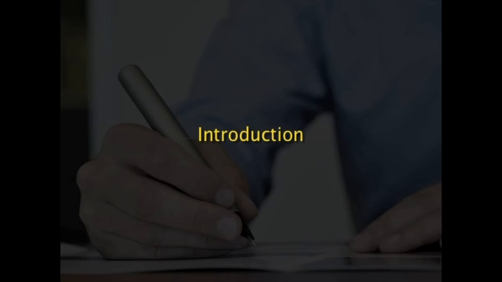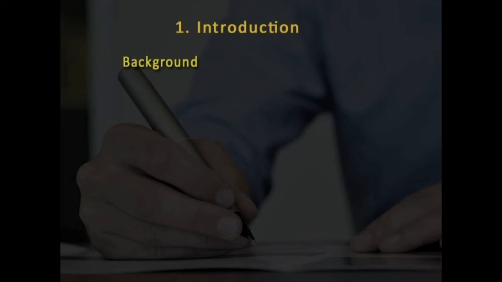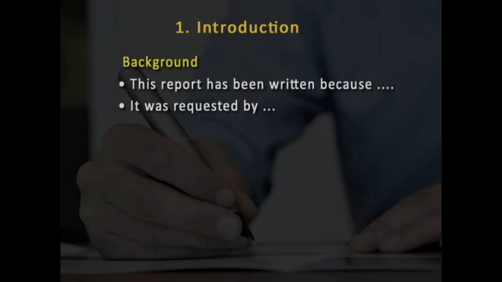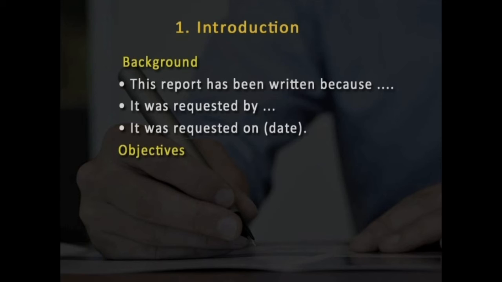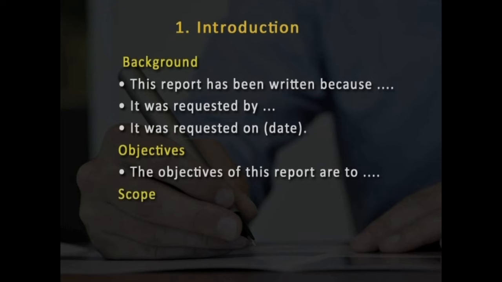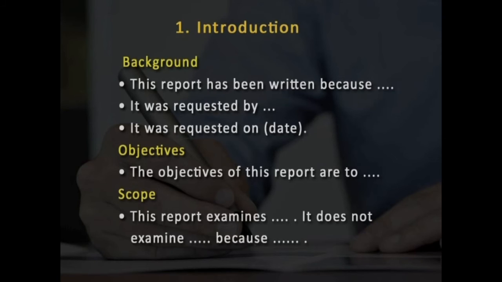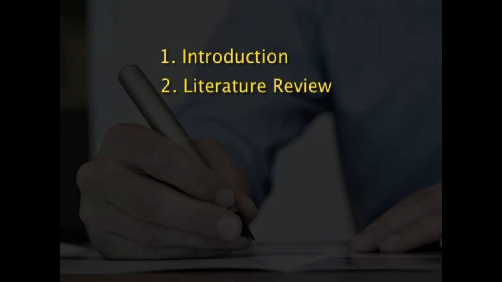The first one is the Introduction. Under this, you need to give the background details of the report, such as this report has been written because, or it was requested by, and it was requested on, and so on. Then the objectives. What are the objectives of this report? And then the nature and scope of this report. For example, you can start off like this: This report examines, or it does not examine, why? Because. The second section is the literature review.